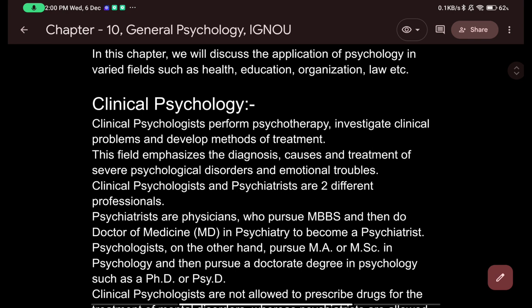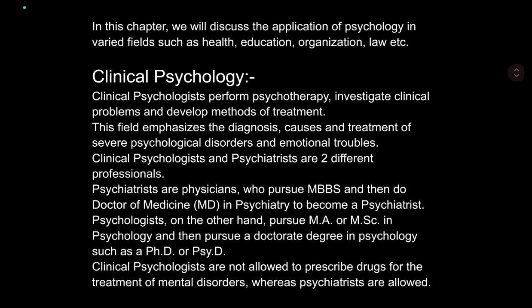So, starting with clinical psychology. Clinical psychologists perform psychotherapy, investigate clinical problems, and develop methods of treatment. Just as it suggests, I believe clinical psychology is the most basic and layman form of psychology. Clinical psychologists use psychotherapy. Psychotherapy is nothing but using psychological techniques to treat patients. Psychotherapy is the treatment of mental conditions by verbal communication and interaction.